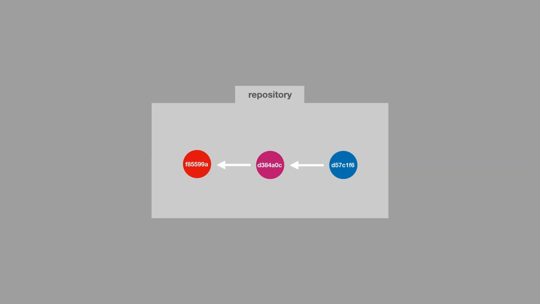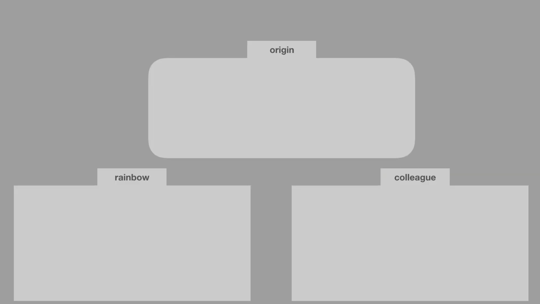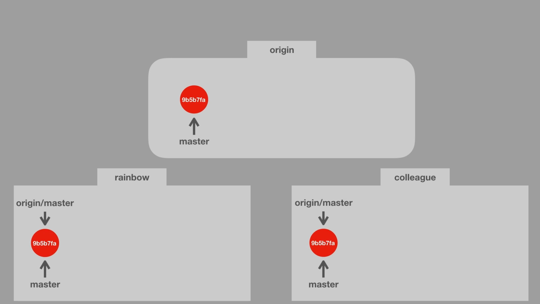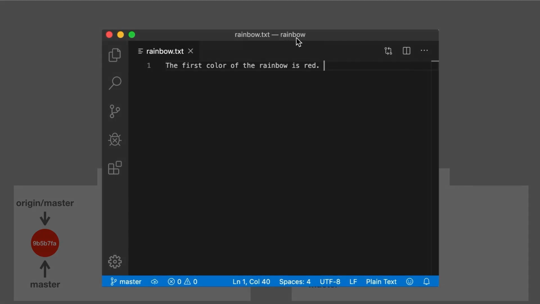So first, let's start with a new repository. We have a new repository called Rainbow, and we've pushed it to the remote repository, and a colleague has cloned the repository as well. Now, let's assume that we want to make a commit. So we are in the Rainbow repository. We can see that we're in the Rainbow project folder. We have a file called rainbow.txt, and we've written that the first color of the rainbow is red. So this is the version of the file in the red commit.